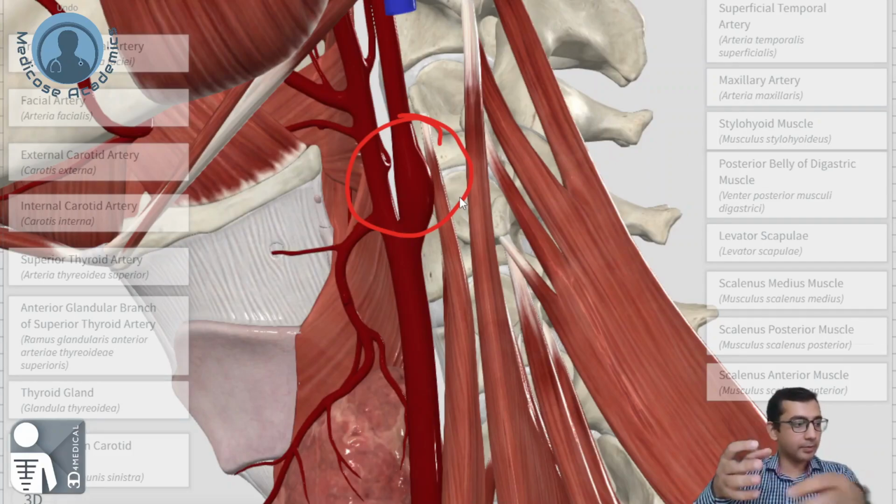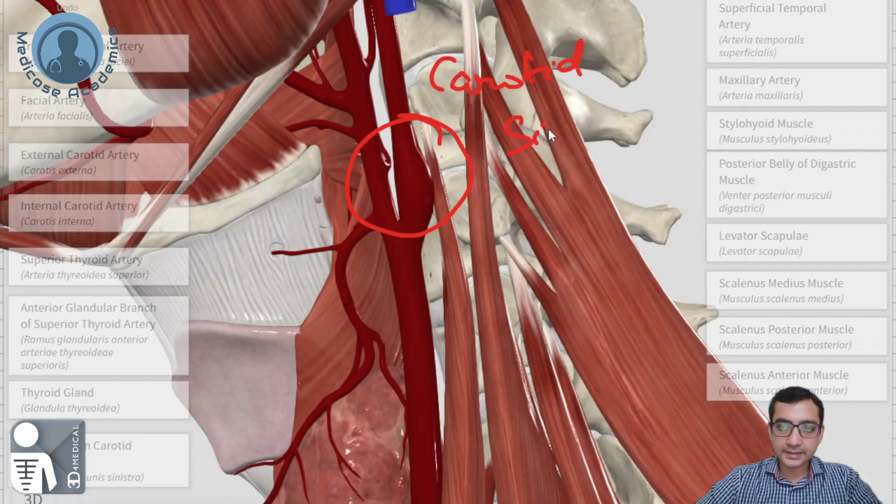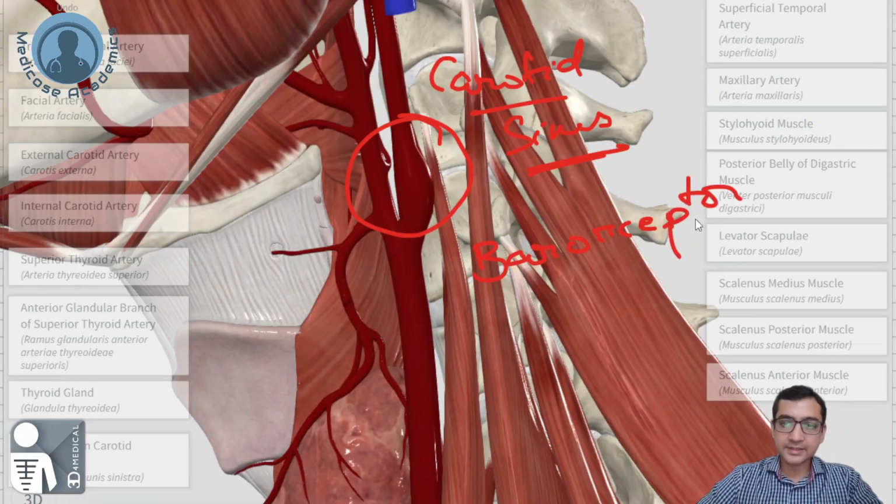Here the wall is swollen like a balloon, and this is called the carotid sinus. This is basically the baroreceptor. Baroreceptor means it senses the changes in pressure. So any rise or fall in blood pressure is detected by this point, and it gives the signal to the autonomic nervous system to change the blood pressure accordingly.